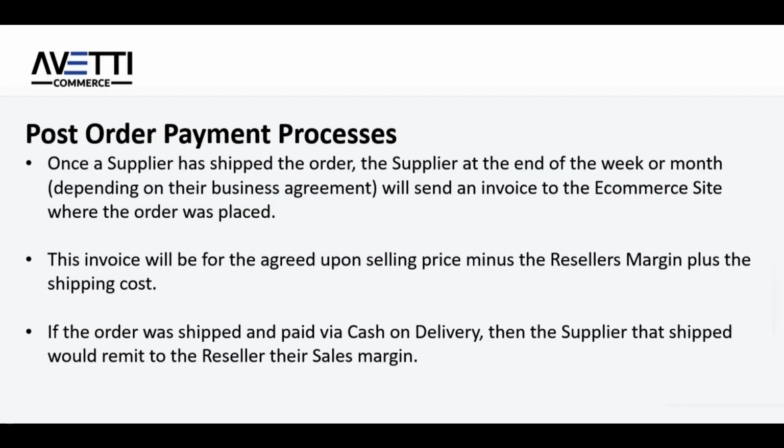Post-order payment processes. Once a supplier has shipped the order, the supplier, at the end of the week or month, depending on their business agreement, will send an invoice to the e-commerce site where the order was placed. This invoice will be for the agreed-upon selling price minus the reseller's margin plus the shipping cost. If the order was shipped and paid via cash on delivery, then the supplier that shipped would remit to the reseller their sales margin.